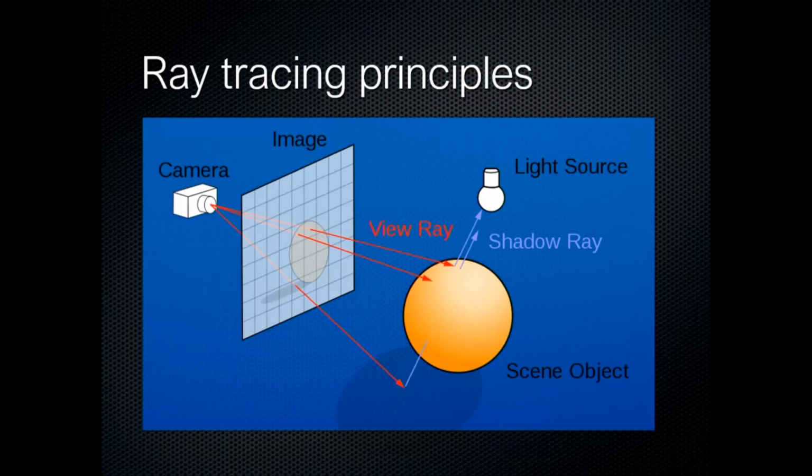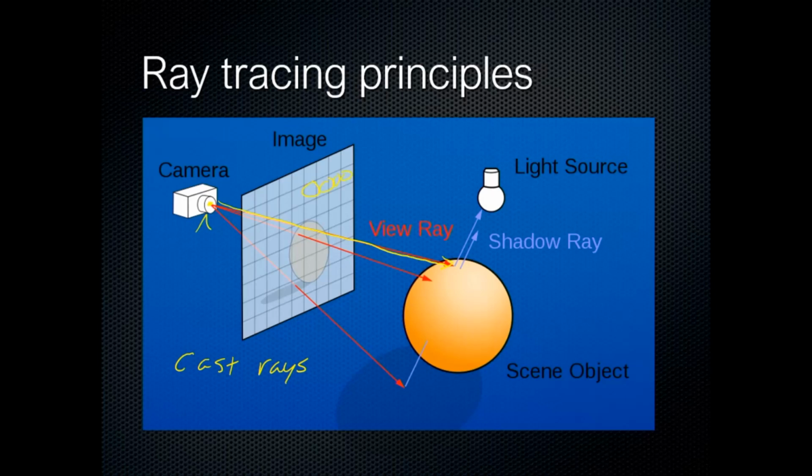One of the principles is that we are going to cast rays through the image. So we're going to start here in the camera. We're going to pick a particular pixel, and we're going to take the focus point of the camera, and we're going to send out a view ray into the scene and ask what the view ray intersects. We're going to do one view ray for every pixel. So every pixel is going to get its own view ray.